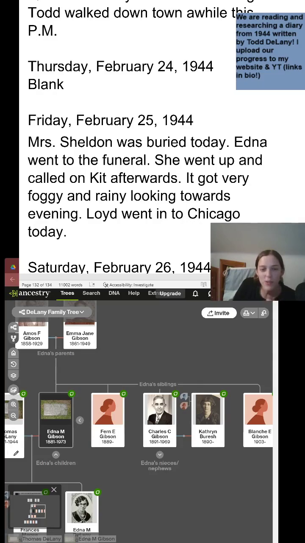I like the name Coral, too. We were talking about names before. I actually knew someone named Coral, believe it or not. I worked with someone named Coral.